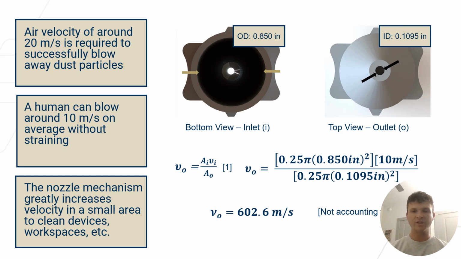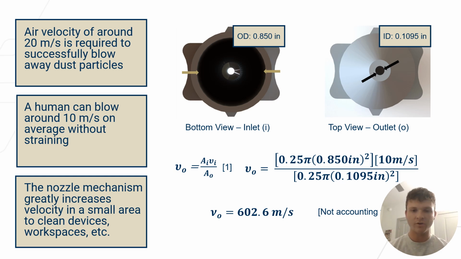Now, there in the left picture on the top, you can see the inlet of my product. It has an outer diameter of 0.85 inches, and you're seeing the bottom view there. Now on the top right, that's the top outlet part of the nozzle. Its inner diameter is listed as 0.1095 inches, and you're seeing the top view.